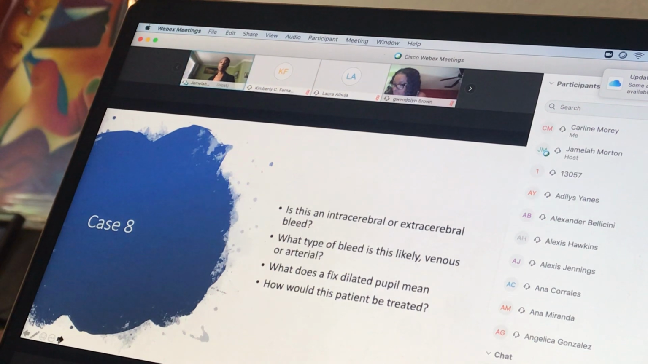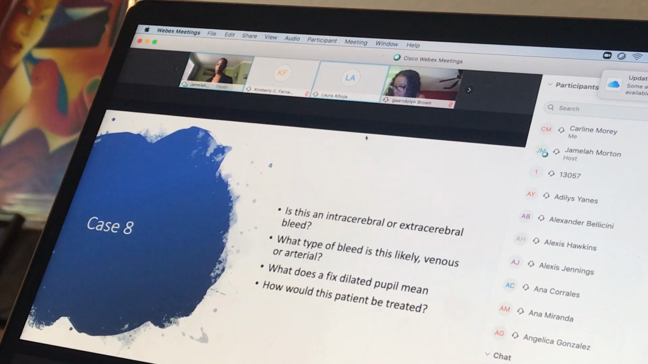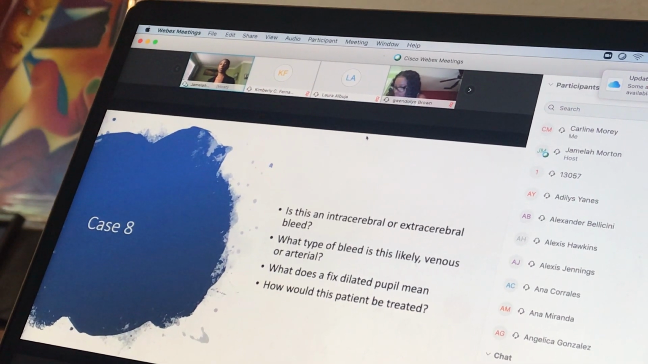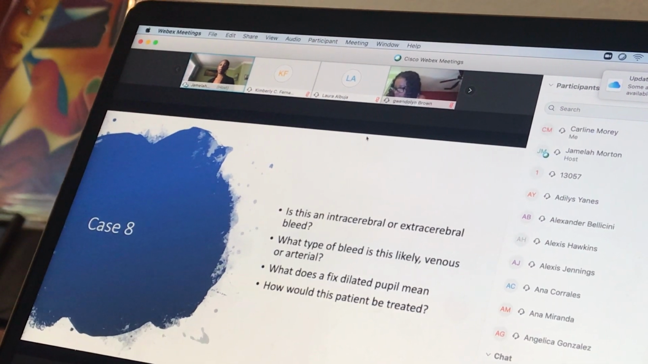Okay? So any questions, guys? No questions that I see. Okay. Oh, someone asked for treatment. Treatment will be surgery. They'll have to have a craniotomy and evacuation of that hematoma, that epidural hematoma. That's the only treatment.